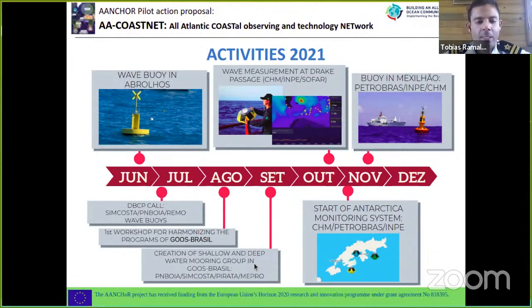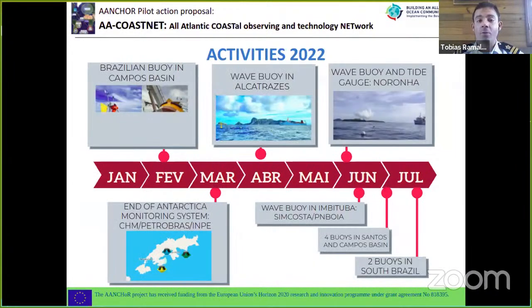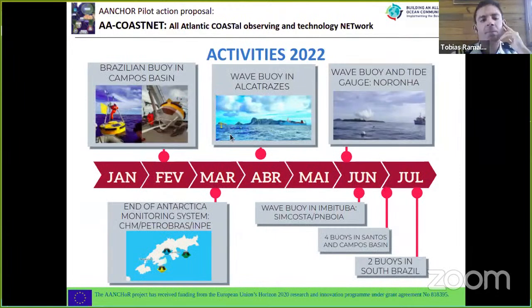to bring closer the projects in Brazil that work with buoys, like PNBOIA, Sincosta, PIRATA, and MEPRO. In 2022, we deployed buoys in Campos Basin. We had to end the monitoring system in Antarctica because it's not possible to deploy a buoy in the winter there. So at the end of the summer, we have to take off the buoys. So we took the three buoys off. We deployed a buoy in Alcatrazes. We just deployed a buoy in Noronha last Saturday.